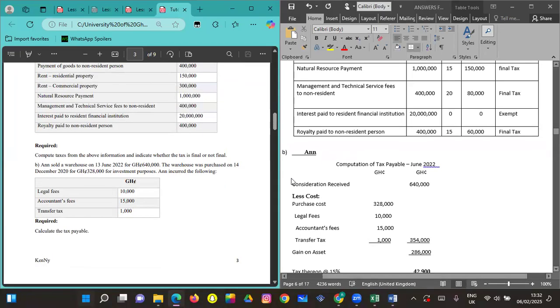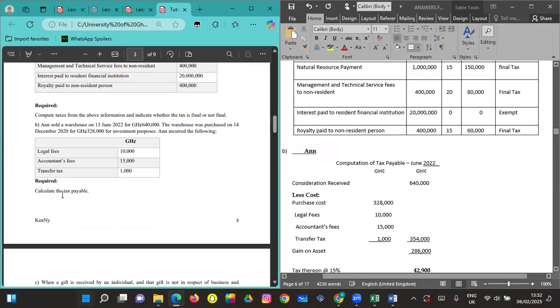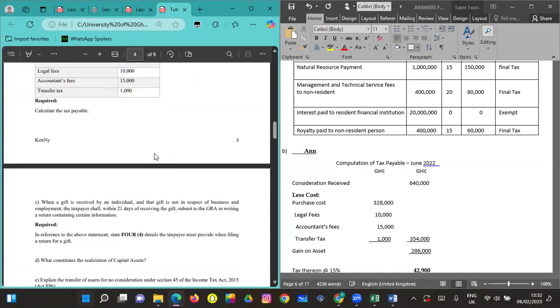Now B, we sold the warehouse on 13 June 2022 for 640,000. The warehouse was purchased on 14 December 2020 for 328,000 for investment purposes and we incurred the following, right?